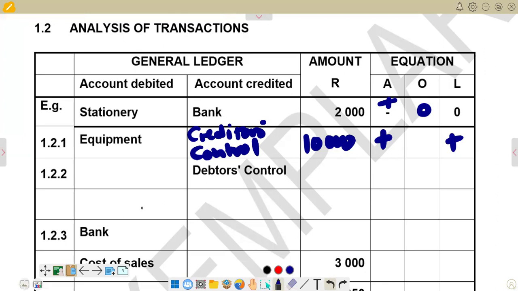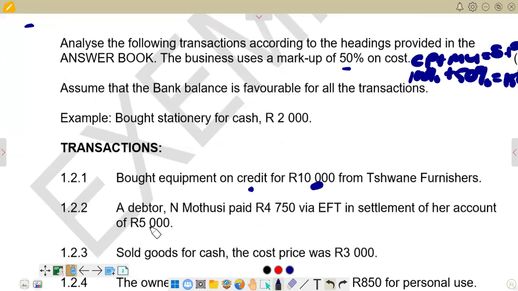So we go to the next one, which is 1.2.2, and see what we have. The debtor, Motus, paid 4,750 rands via EFT in settlement of their account of 5,000 rands. So the debtor is paying an amount, which means we are going to debit our bank, since we are receiving through an EFT, which is through the bank. Then we credit the debtors account. A debtors account, remember, is also an asset, so when we credit it, we show it as a negative. Remember, when crediting an asset, we show it as a negative.